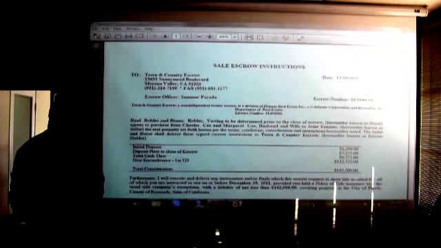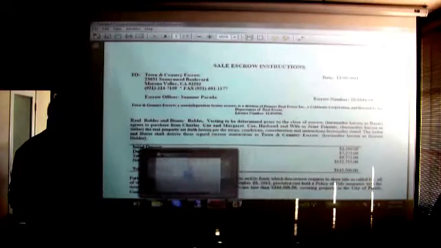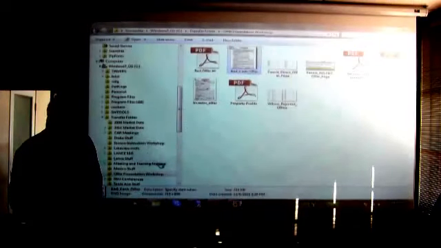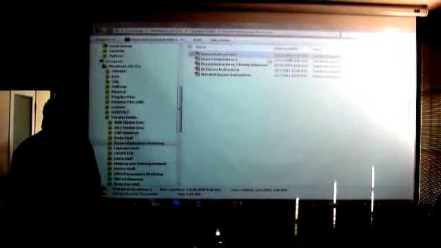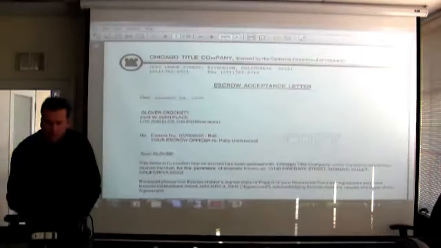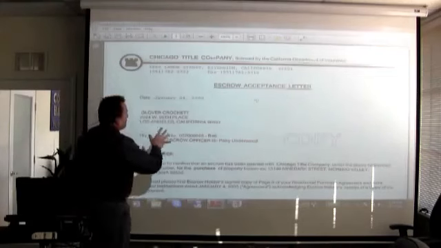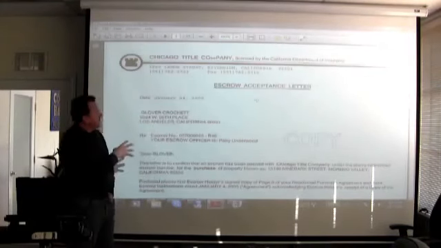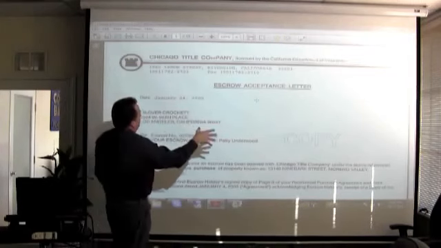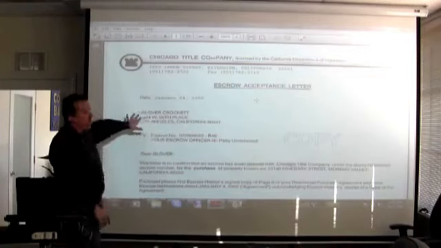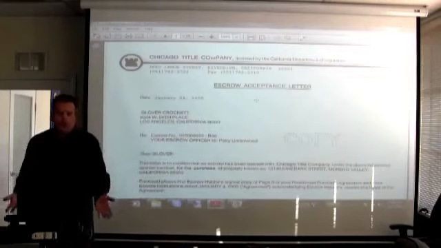So for example, let me show you a different way of doing it. If you have an escrow company that will use the purchase contract as the escrow instructions, you will get instructions that look a little bit more similar. Let's try this one. Okay. You'll get an instruction that looks more similar to what this is. And this is an escrow acceptance letter from Chicago Title. Again, this is an old one. This goes back to 2005, but more or less it's the same.